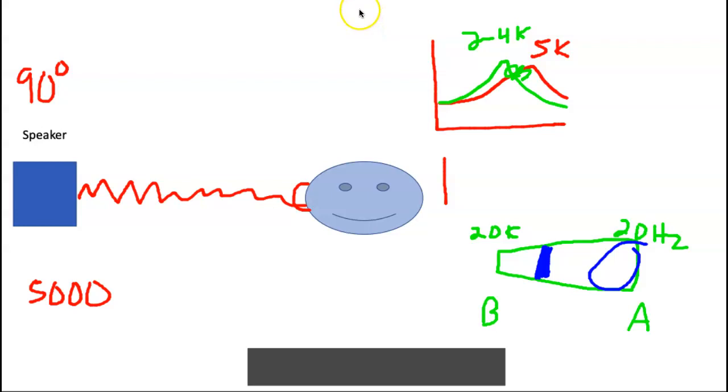If we increase that auditory signal to, let's say, 75 or 80, what you see is that even though the signal is 5,000 hertz, it's going to excite a larger region of hair cells because of the increase in intensity.